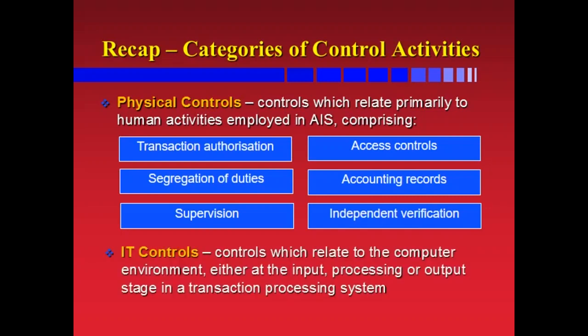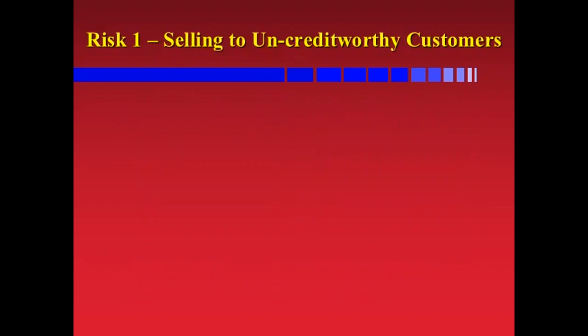IT controls refer to controls which relate to the computer environment. In a typical transaction processing system, there are input, processing, and output controls. It was mentioned earlier that there are 5 key risks in the revenue cycle. The first risk is selling to uncredit-worthy customers. Selling on credit to customers who have not been properly vetted could lead to excessive bad debt losses.